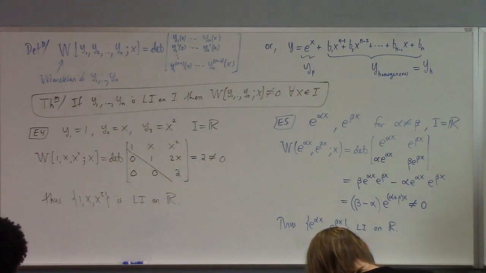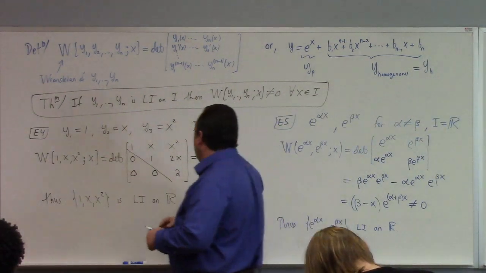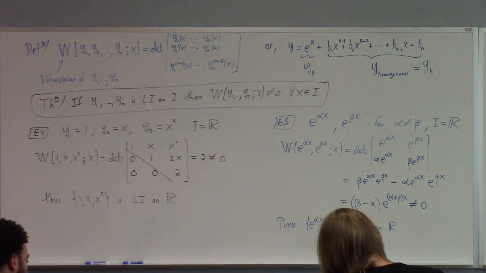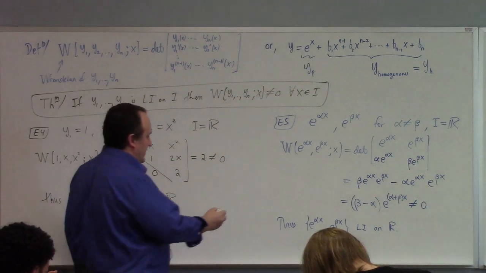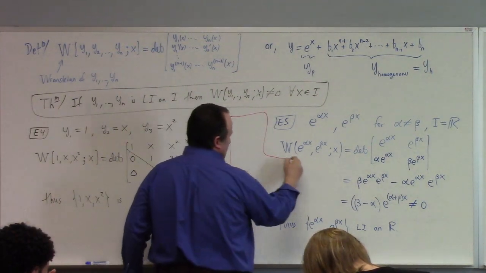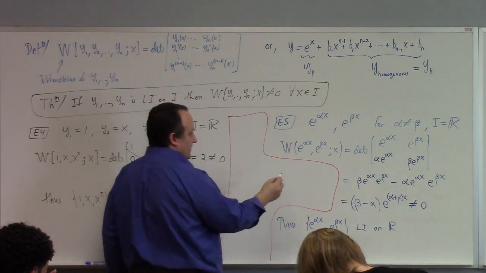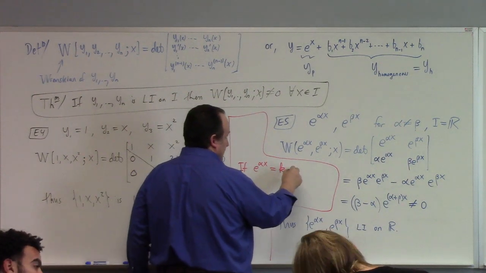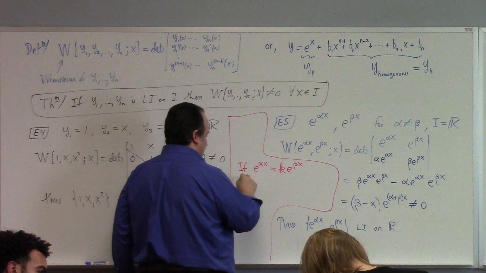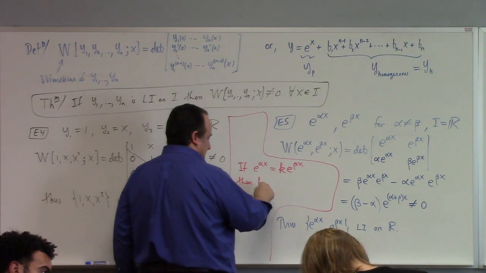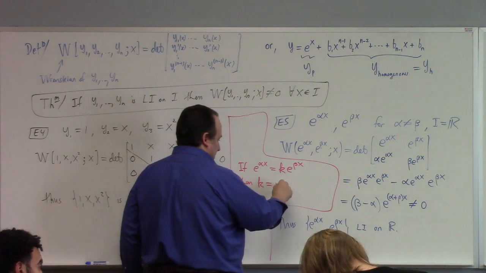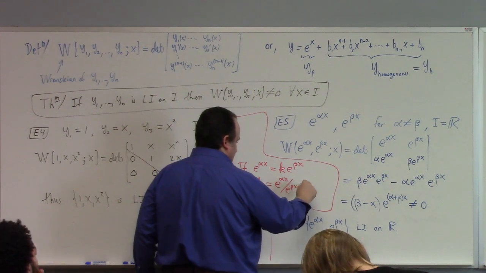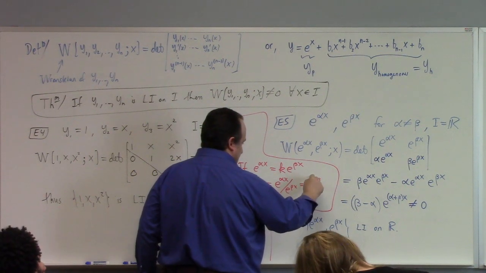An alternative argument that I could give here, which I'm going to do in red over here. Another way you could have argued: if e to the alpha x is equal to a constant times e to the beta x, then what? That would mean that the constant is equal to e to the alpha x divided by e to the beta x, which is also known as e to the (alpha minus beta) times x.